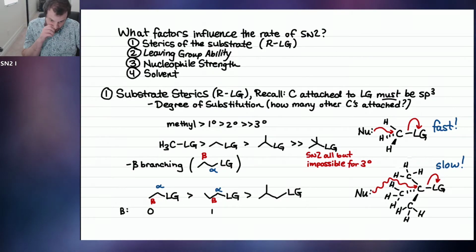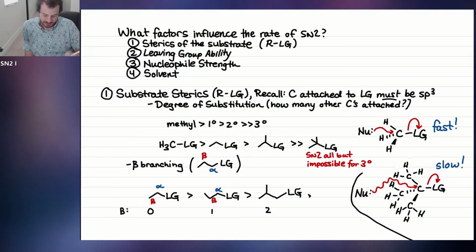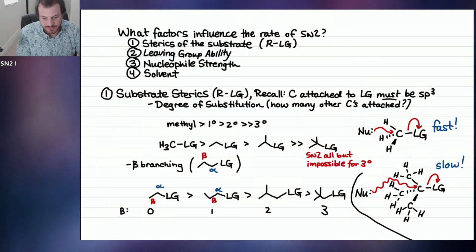Here we have an example with beta branching of 2. And then we can also have an example, I'm just going to try and cut that off so we don't get in the way there. Beta branching of 3. We have 3 carbons attached to our beta carbon. That would be beta branching of 3. And so it turns out that branching at the beta position does slow the rate of an SN2 reaction, just like branching at the alpha position does.